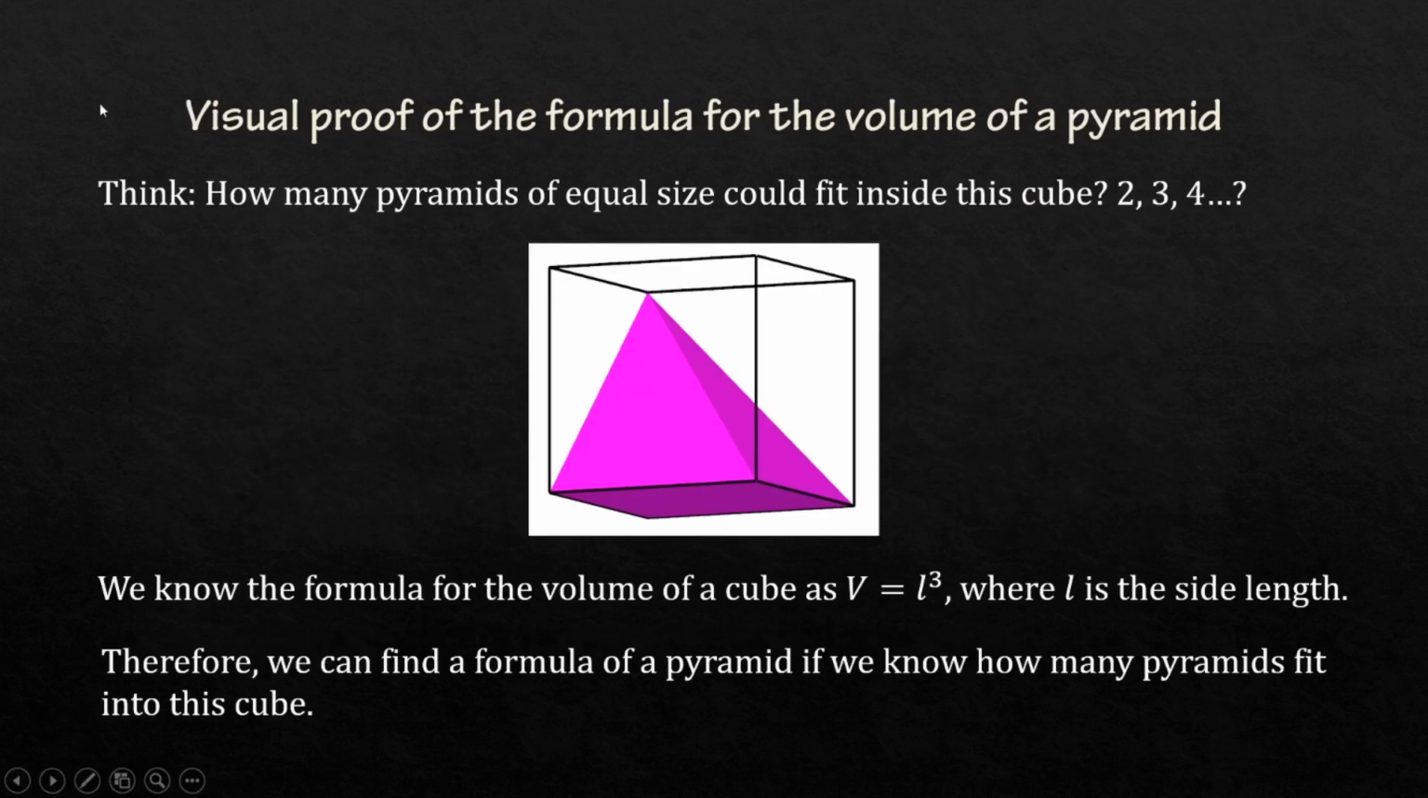This is a visual proof of the formula for the volume of a pyramid. Think, how many pyramids of equal size could you fit inside this cube? Is it 2, 3, or 4, or possibly more? We know the formula for the volume of a cube as V equals L cubed, where L is the side length. Therefore, we can find a formula for the pyramid if we know how many pyramids can fit inside this cube.